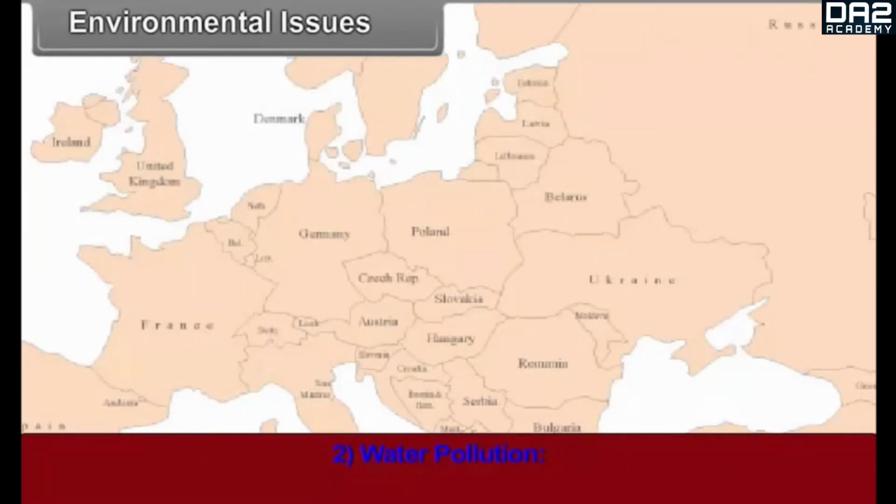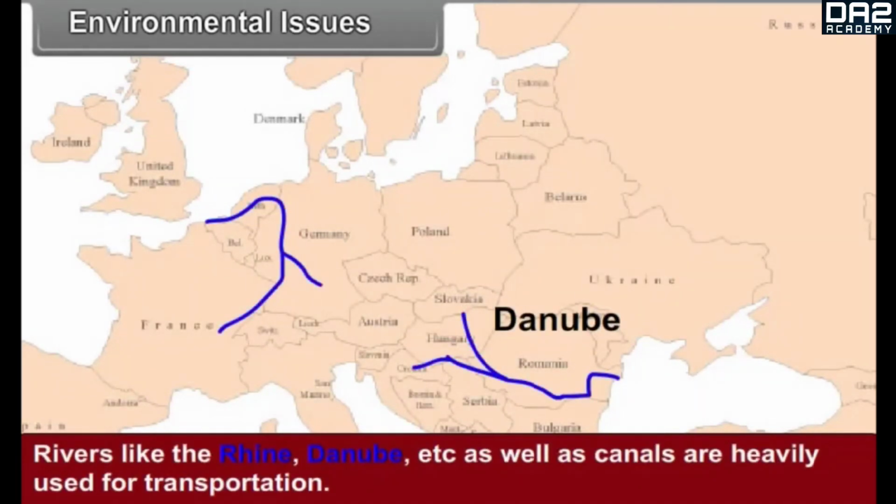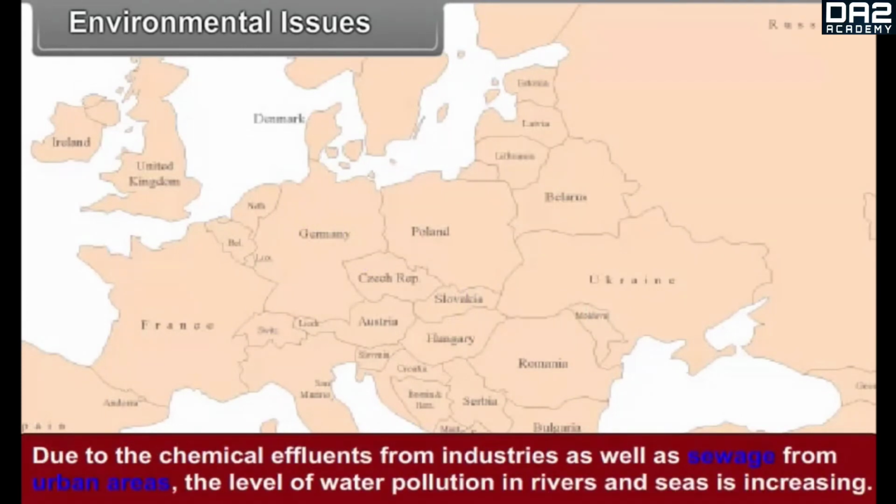Number 2. Water pollution. Rivers like Rhine, Danube, etc., as well as canals are heavily used for transportation. Due to the chemical effluents from industries as well as sewage from urban areas, the level of water pollution in rivers and seas is increasing.